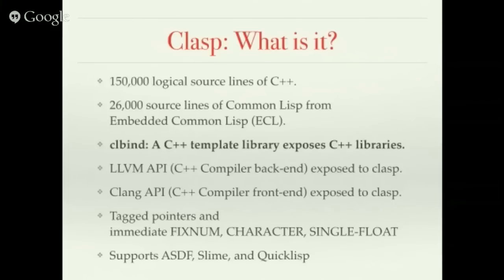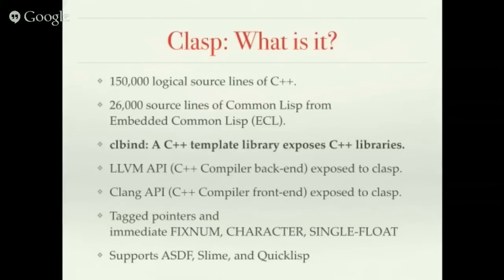Using CLBind, I expose the LLVM C++ API to Common Lisp. I also exposed a bunch of the Clang API, namely the Clang AST library and the AST matcher library. I do that because I need to grovel through my C++ code to build an interface to my garbage collector, and I'll tell you a little bit about that. I've implemented tag pointers for fixnums, characters, and single floats, so that lets you generate really fast code. And Clasp supports ASDF, Slime, and Quicklisp.